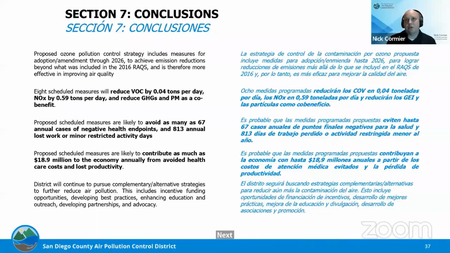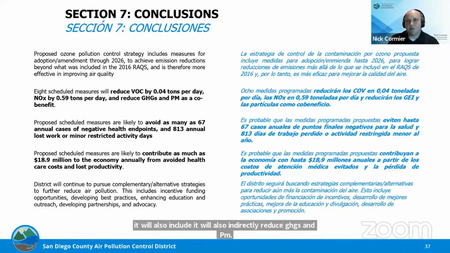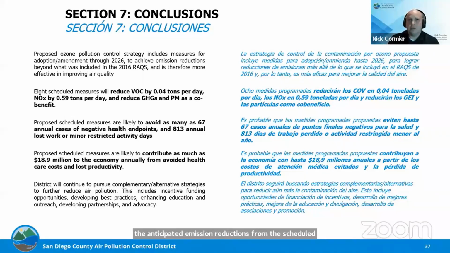Altogether, the 2022 RACS includes a robust ozone pollution control strategy through 2026 that will achieve additional and direct emission reductions beyond what was included in the previous RACS revision. It will also indirectly reduce GHGs and PM as a result of the scheduled and further study measures. The anticipated emission reductions from the scheduled measures are expected to annually reduce numerous cases of negative health endpoints like asthma and over 800 lost work or activity days. At the same time, these measures are anticipated to contribute as much as $18 million to the local economy from avoided healthcare costs and lost productivity.